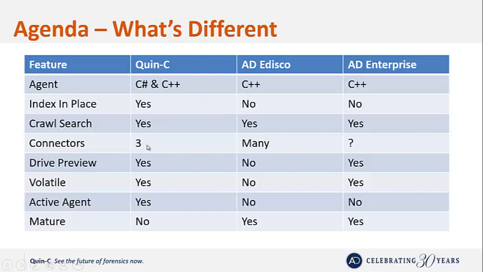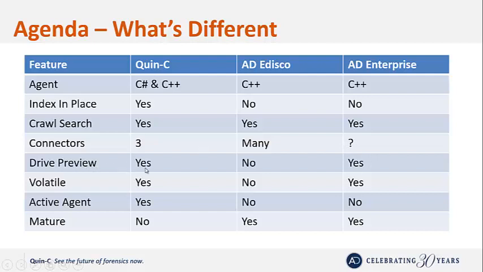Connectors. Across the board, I think we're going to have many in the next coming months very quickly here, but just as full disclosure, Quincy only has 3 at the moment: Exchange/Office 365, OneDrive, and Google Drive. eDiscovery has many, and I actually think Enterprise also has many, but I wasn't entirely sure, so I left a question mark here. I apologize for my ignorance there.